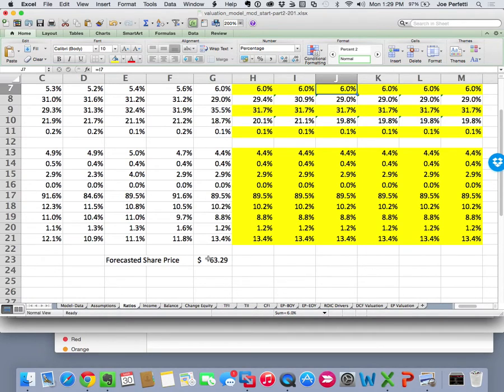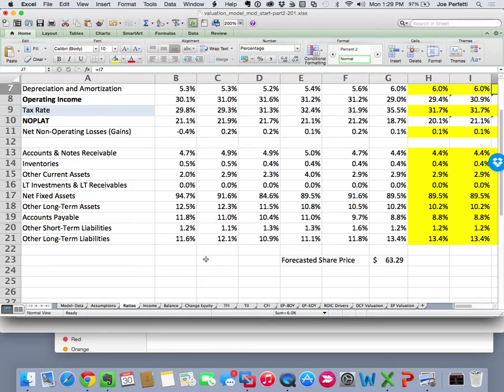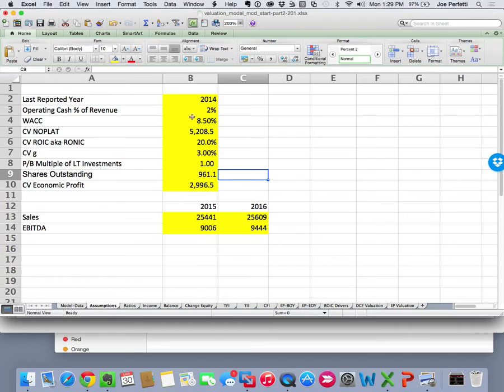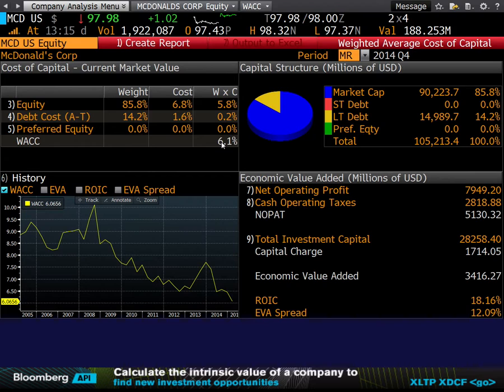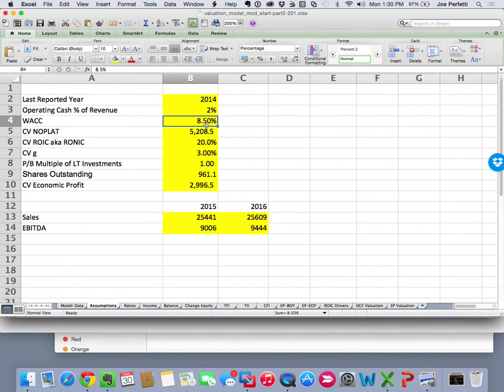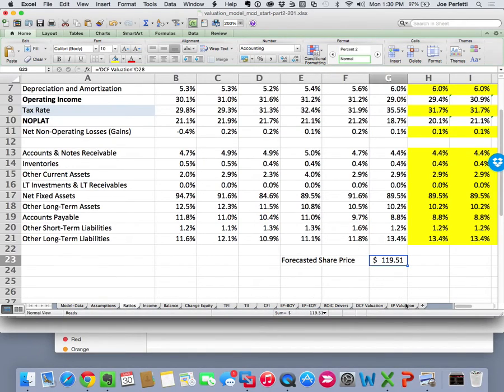Okay. Now, I also believe that I need to put in the right cost of capital. So I want to use the current cost of capital for McDonald's. And right now, I'm using an old placeholder cost of capital. So I go to Bloomberg, and I type in WACC, and I get a current cost of capital, and for McDonald's, that's 6.1%. So I put in the current cost of capital, 6.1%, and by the way, that changes my share price to $119.51. Yes?